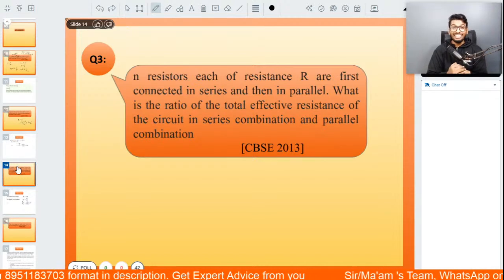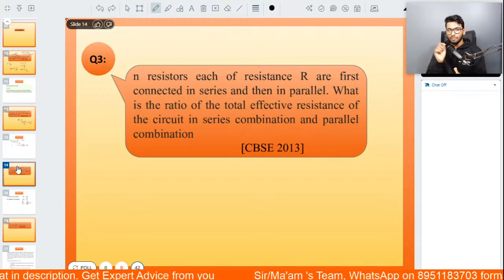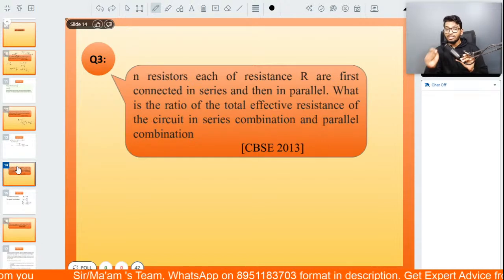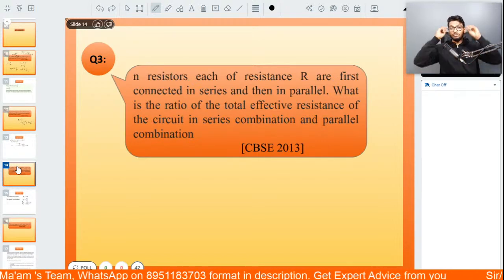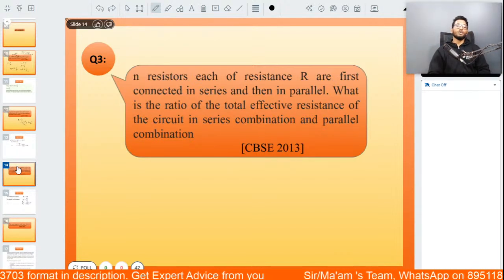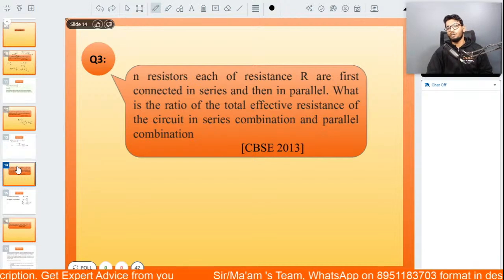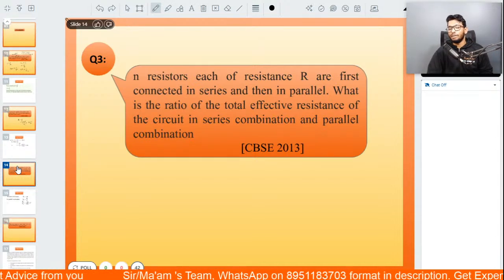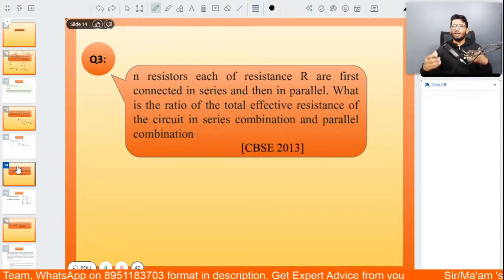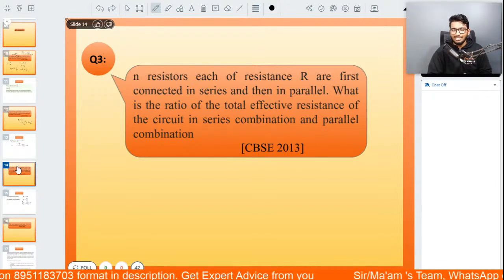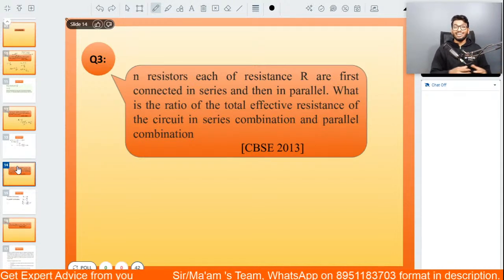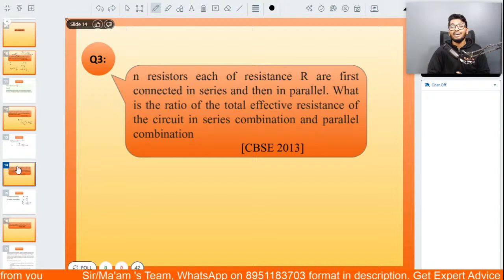2013 CBSE board exam paper, yet another one. N resistors, each of resistance R, are first connected in series and then in parallel. What is the ratio of the total effective resistance of the circuit in series combination and parallel combination? You need to find out the ratio of their effective resistance, or you call it equivalent resistance. Initially they're connected in series and then the same resistors are connected in parallel. What would be their ratio?